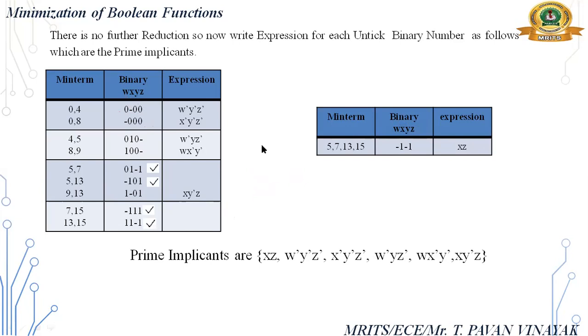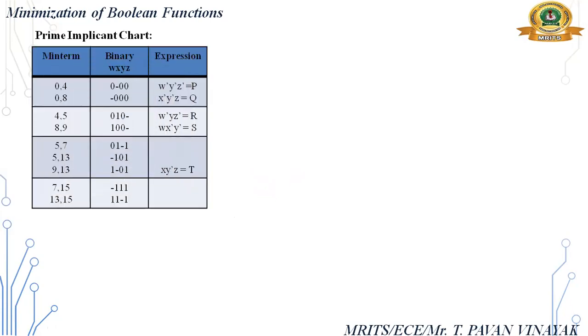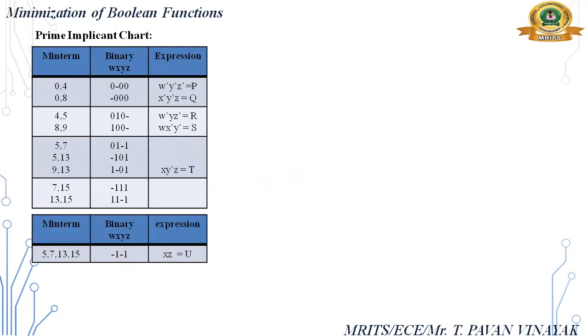Next, you have to find the essential prime implicants. To find essential prime implicants, you have to prepare a prime implicant chart. So, before preparing the prime implicant chart, let us notate the minterms with some function. You get some expressions, right? These are the prime implicants.